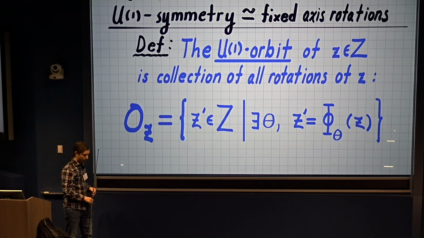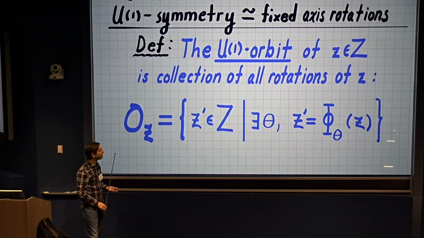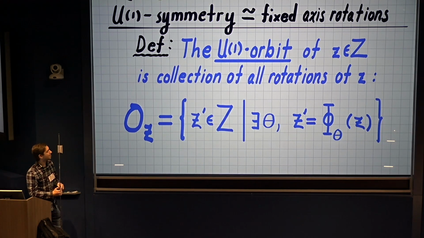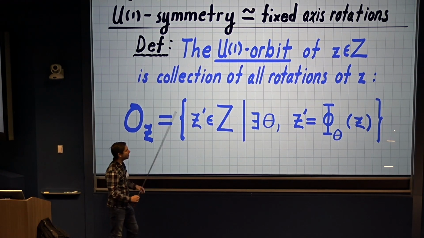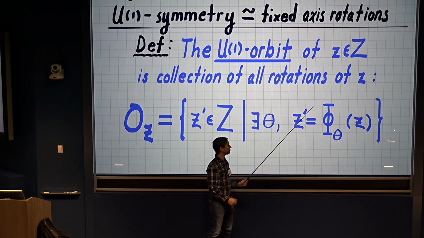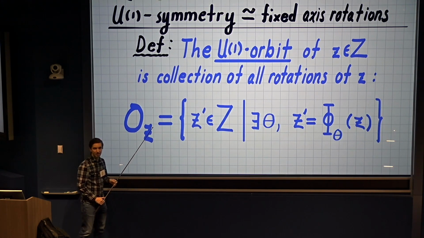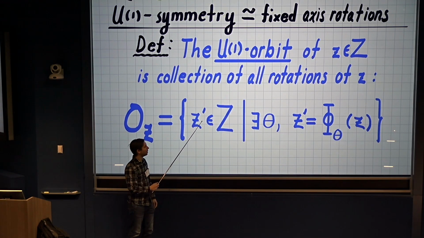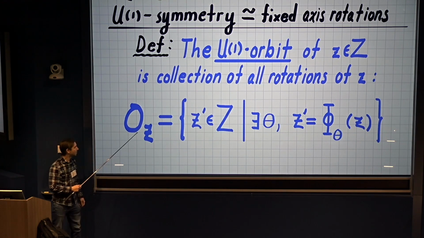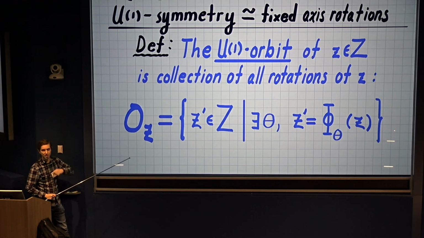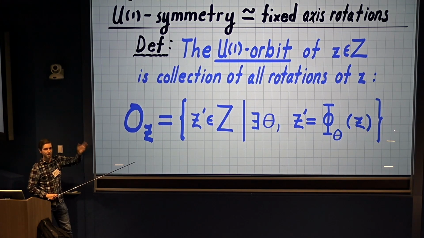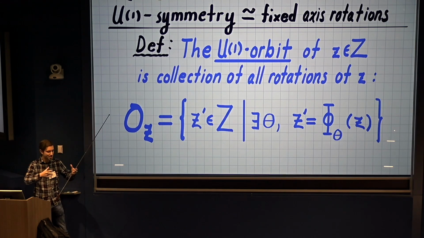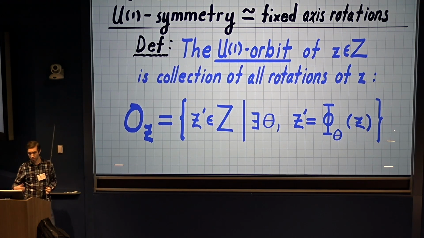Another useful piece of jargon here is the notion of a U1 orbit. If you have one of these U1 symmetries, if you have that family of mappings phi sub theta, you can take any point in phase space z, and then you can look at all the possible rotations of it under this one-parameter family of mappings. So those would be the z primes. The collection of all those rotations of z is called the U1 orbit through z. So these are circles in phase space. And every point in phase space, if you have one of these U1 symmetries, will have one of these orbits passing through it. So this decomposes the whole phase space into a bunch of circles, topological circles anyway.